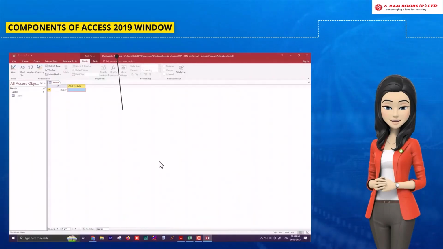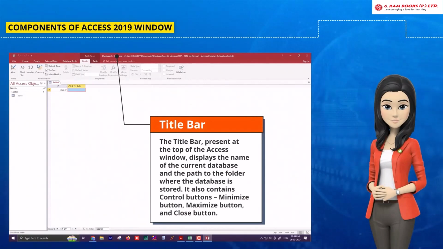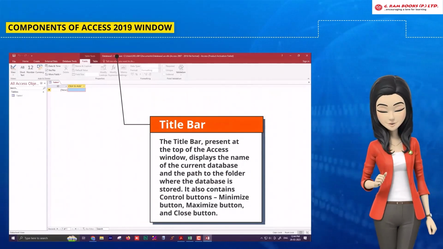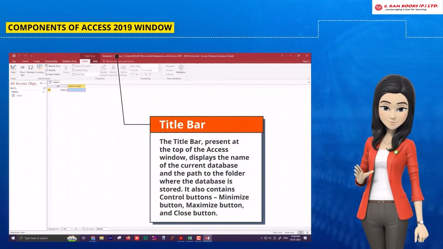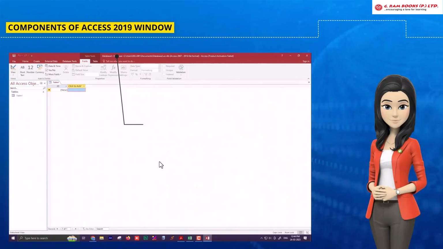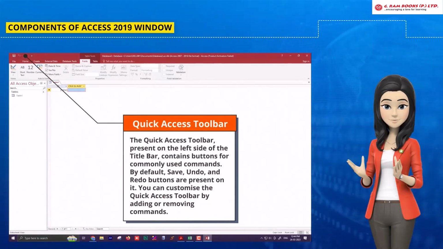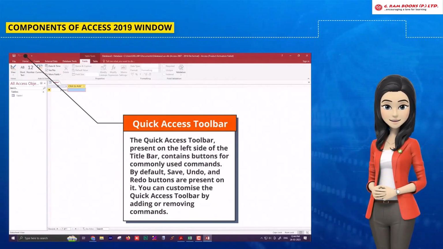Title bar. The title bar present at the top of the Access window displays the name of the current database and the path to the folder where the database is stored. It also contains control buttons: minimize button, maximize button, and close button. Quick Access toolbar. The Quick Access toolbar present on the left side of the title bar contains buttons for commonly used commands.